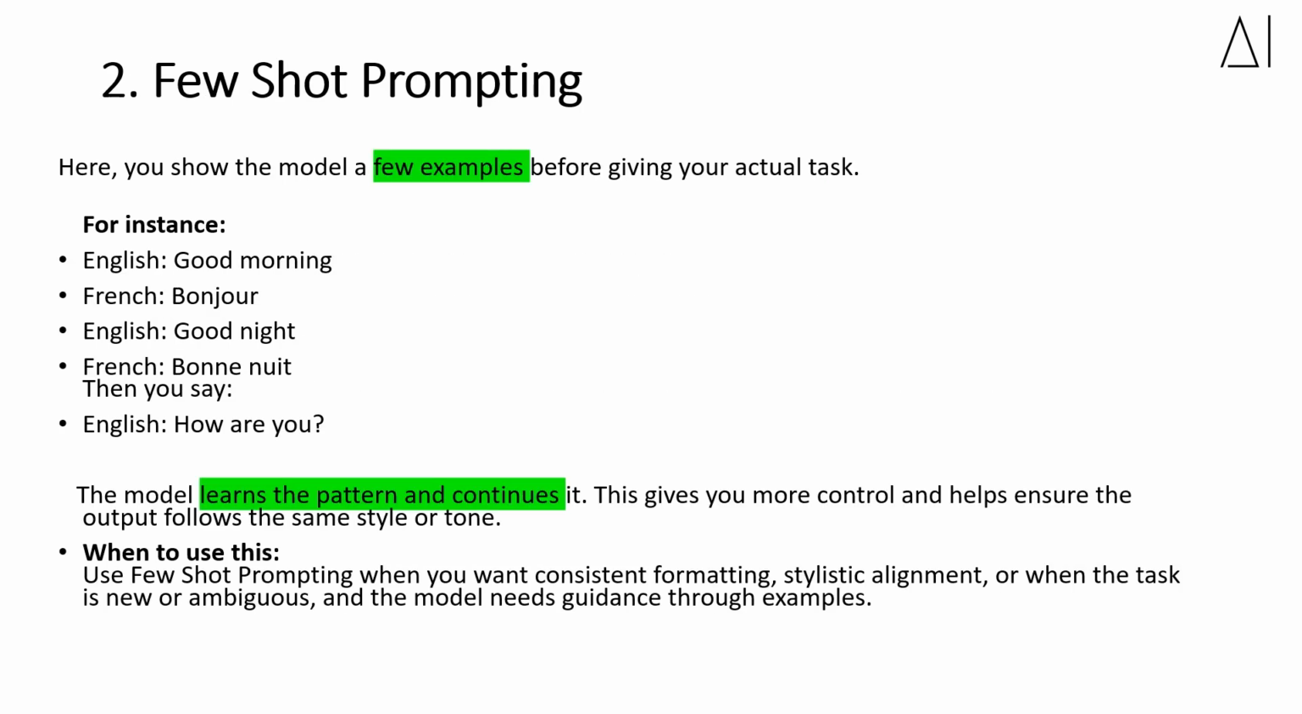Next is few-shot prompting. Here, you show the model a few examples before giving your real task. For instance, English, good morning; French, bonjour; English, good night; French, bonne nuit. Then you say, English, how are you? The model learns the pattern and continues it. This gives you more control and helps ensure the output is in the same style or tone.